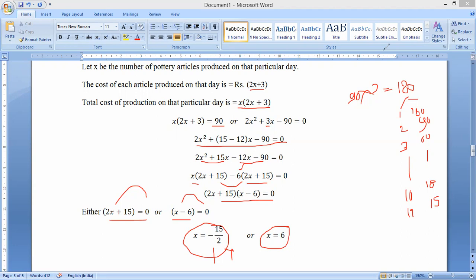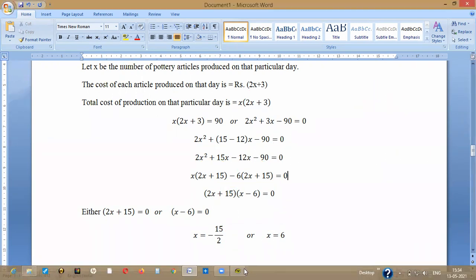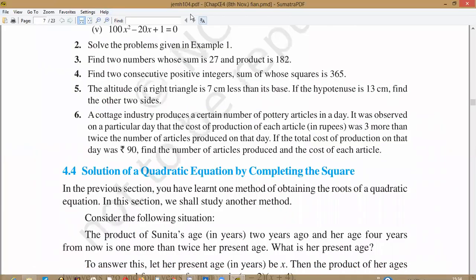And when we talk about the cost, when we put the value of x here, this is 6 into 2 is 12 plus 3, this is 15. So the cost of each article produced on that day is 15. So like this, we will complete this exercise 4.2, and thank you all.